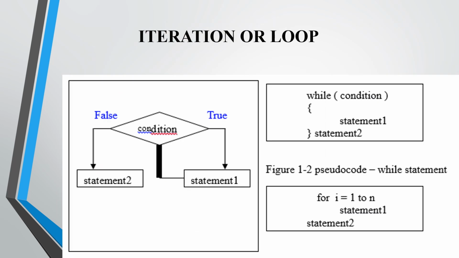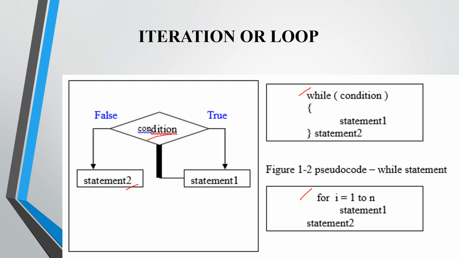Now, since we're going to translate the flowchart to pseudocode, how are we going to do that? If we have an iteration or loop, having this flowchart, then while this condition is true, it will perform statement 1. And once the condition turns false, then it will perform statement 2. You could do that in two ways. You could use a while loop, or you could use a for loop.